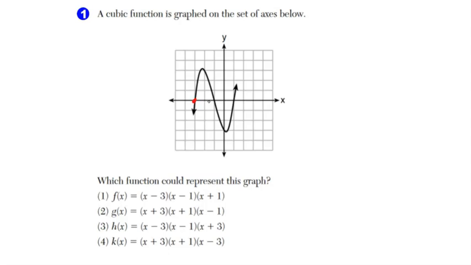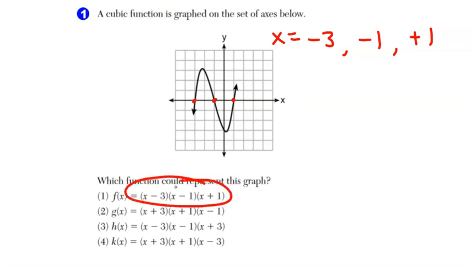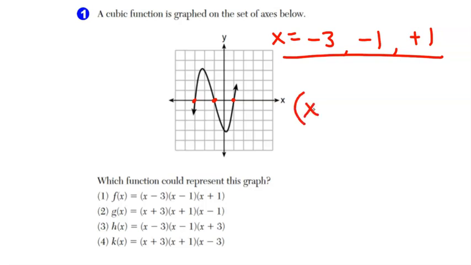The second strategy that you might have learned or will learn soon is that these x-intercepts, also known as zeros or roots, occur at -3, -1, and +1. And solutions, roots or zeros, are always the opposite of the factors. So if the factor is -3, then the x-intercept will be +3. So if I look at the 3 roots that I have here, if I were to write them back as factors, they would have the opposite sign.